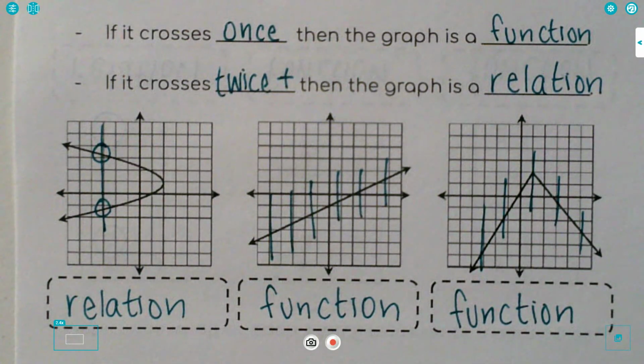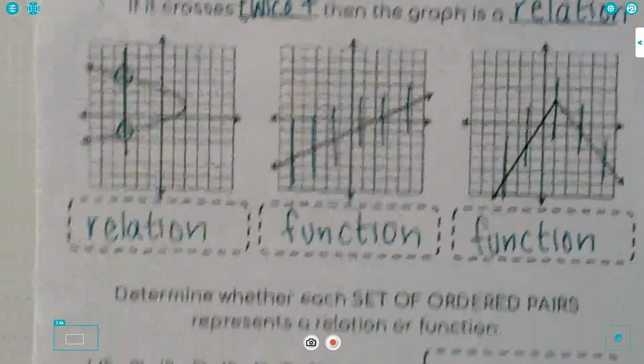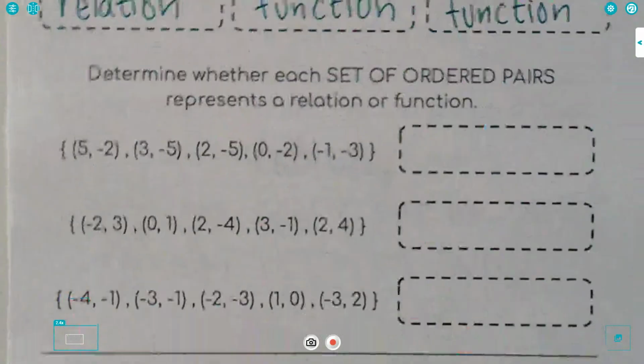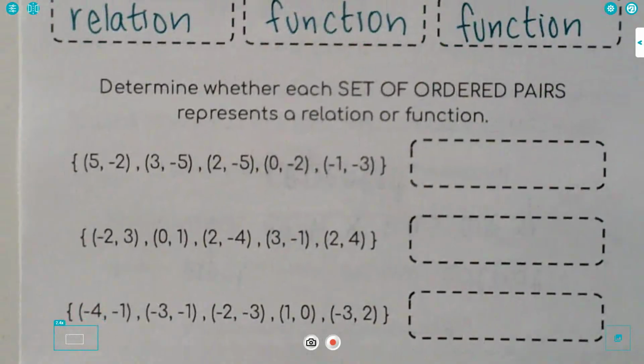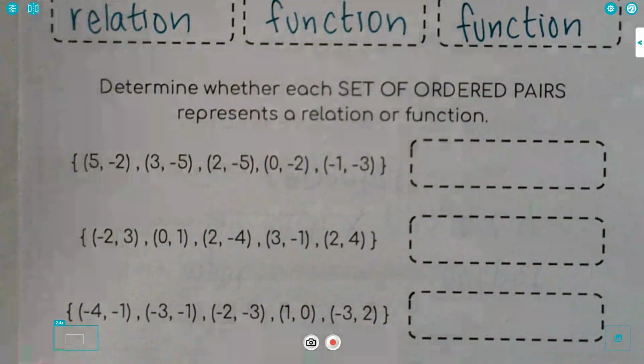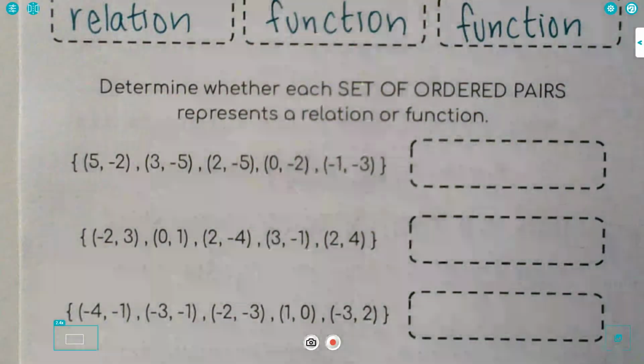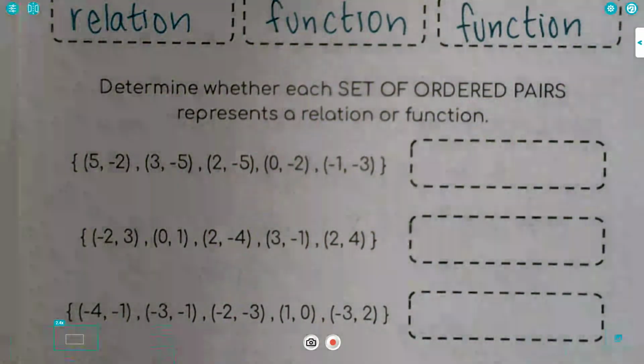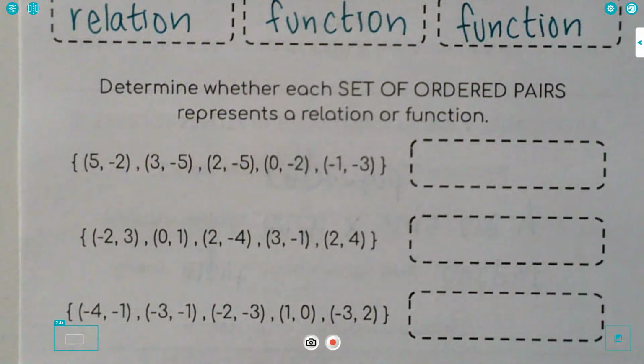The last section is sets of ordered pairs. For a set of ordered pairs, it's the exact same thing as the tables, but instead of being vertical, it's horizontal. I will take that. Thank you. You are the second seat here.